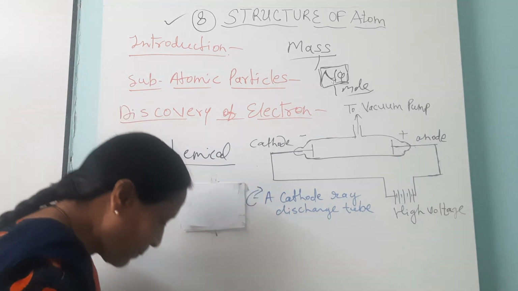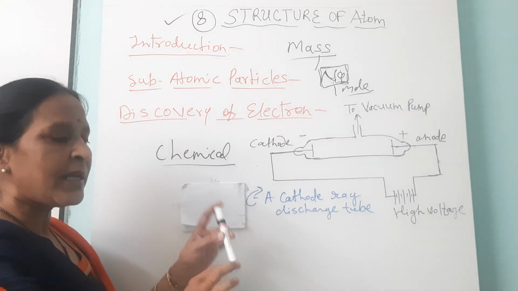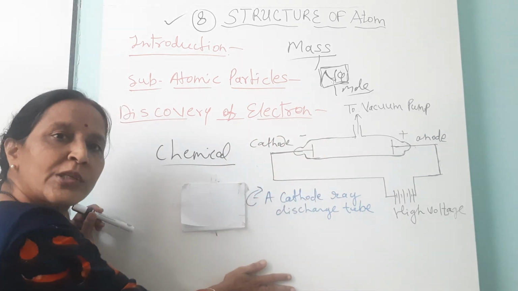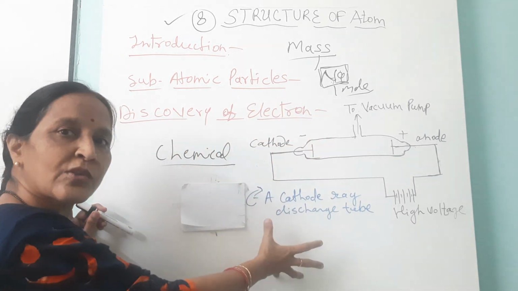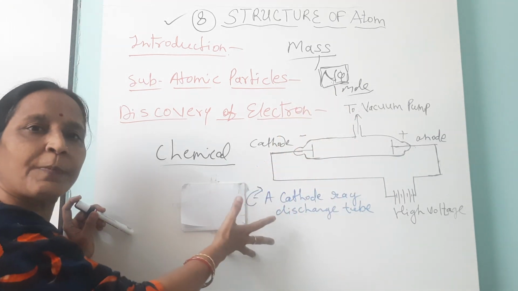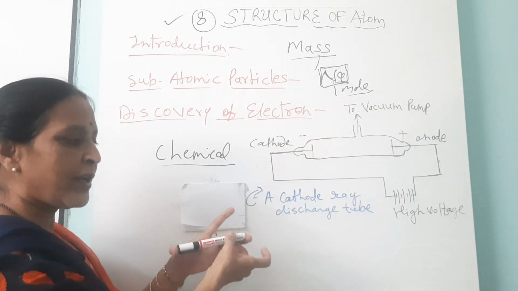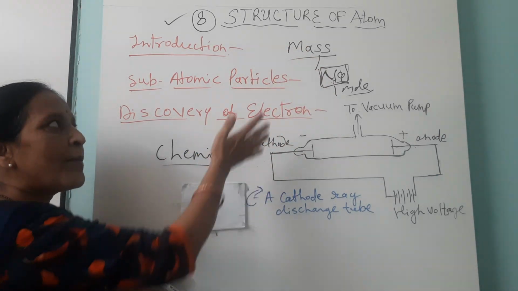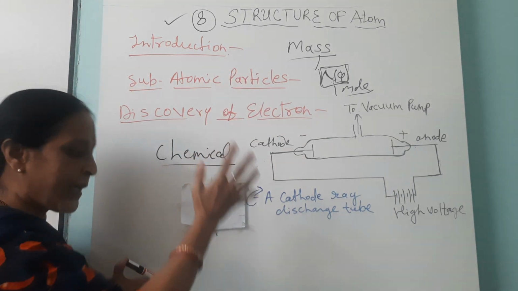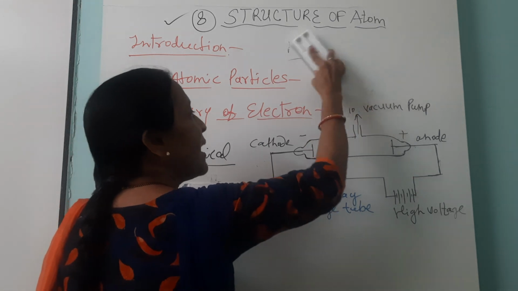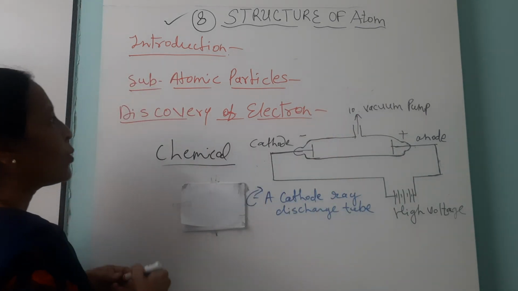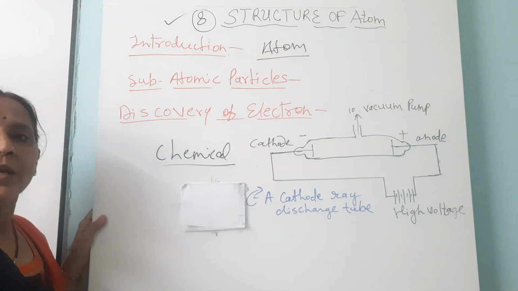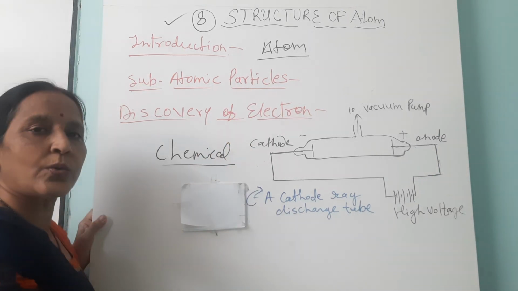A very simple example: this pen I can consider as mass. This board is also a mass, and because it is in a solid condition it has a definite shape and size. This pen also has a definite shape and size, so it is also mass. Each and every mass is made up of small particles, and these small particles are known as atoms. We already studied this on the basis of Dalton's theory.